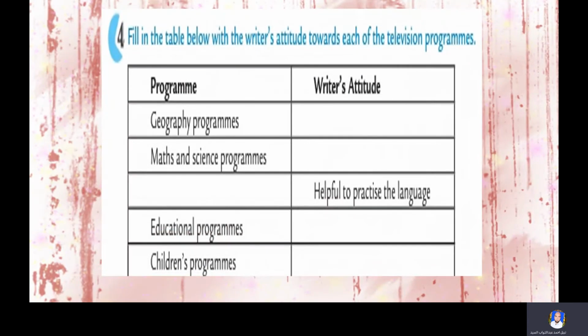Look at this table. Fill in the table below with the writer's attitude towards each of the television programs. Here on the left column, you are going to write the name of the programs, and on the right side, you are going to write the writer's attitude or his point of view.